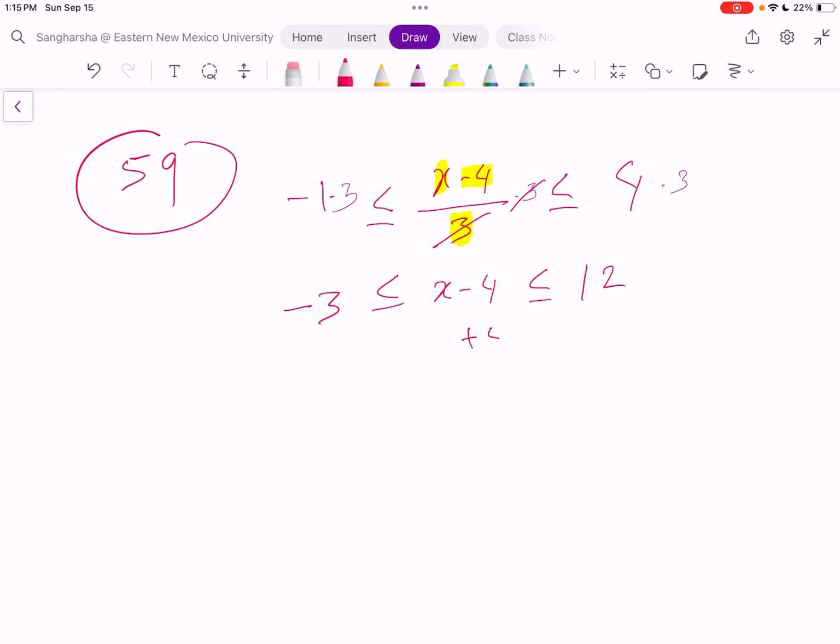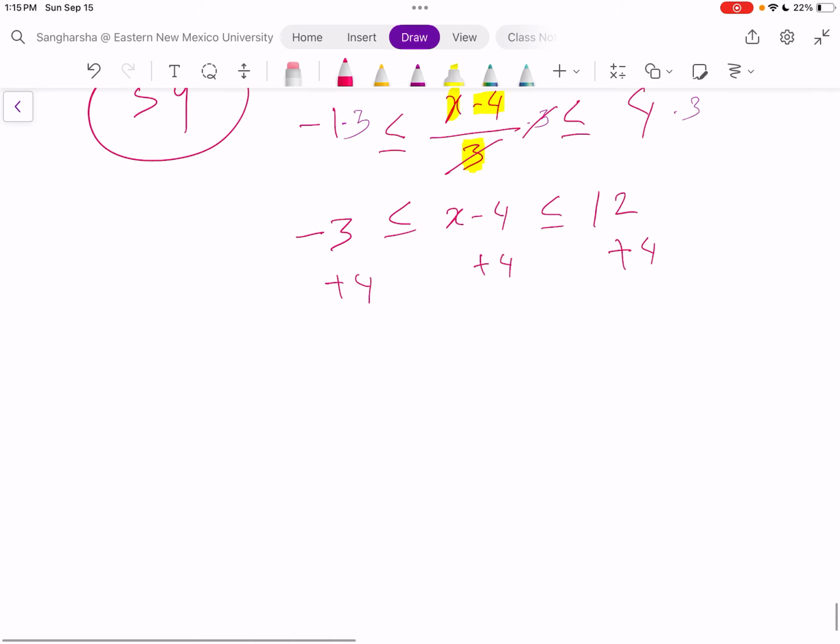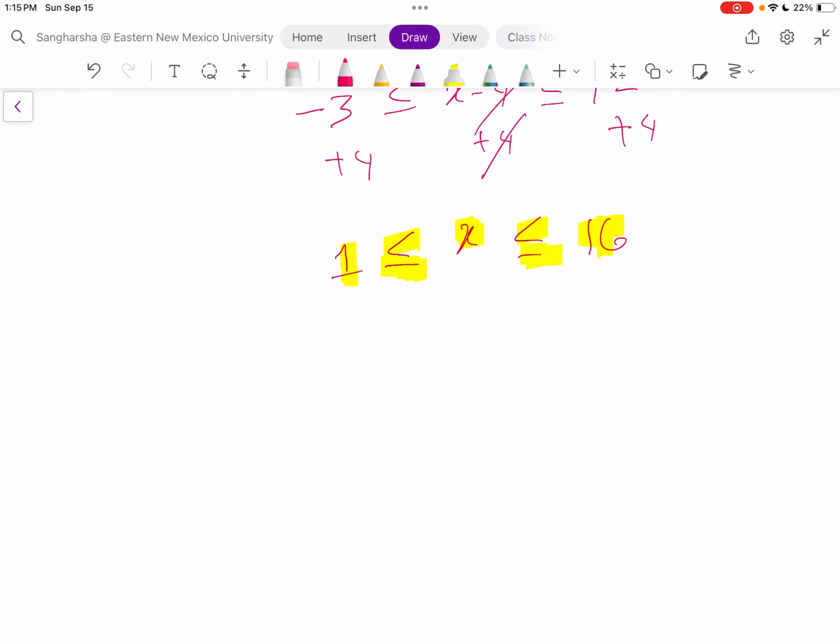Next we add 4. Make sure you are adding 4 in each expression. Negative 3 plus 4 is positive 1, less than or equal to x (this 4 is 0), less than or equal to 16. So your x is greater than or equal to 1 and less than or equal to 16. Now let's write this in interval notation.